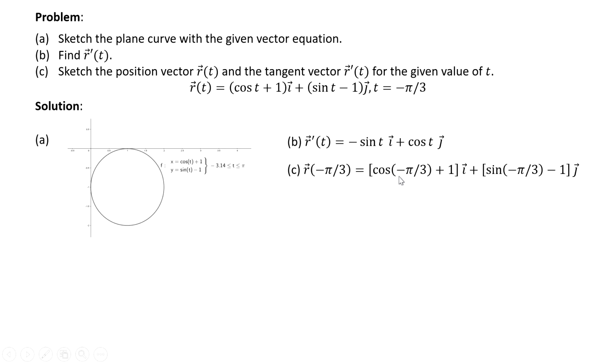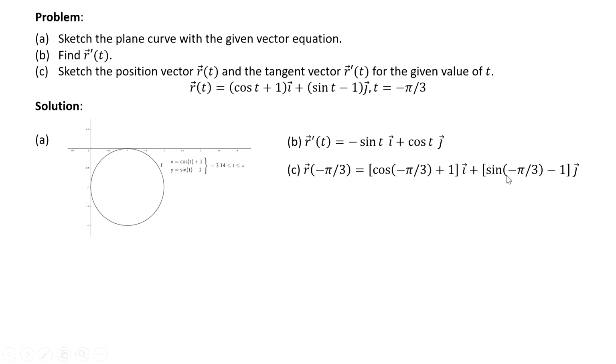Cosine of negative pi thirds is the same as cosine of pi thirds. Cosine of pi thirds is cosine of 60 degrees, which is 1/2. 1/2 plus 1 is 3/2, 1.5. So there's that 1.5. And let's look at what sine of negative pi thirds is.